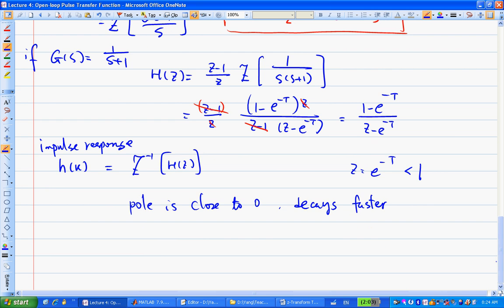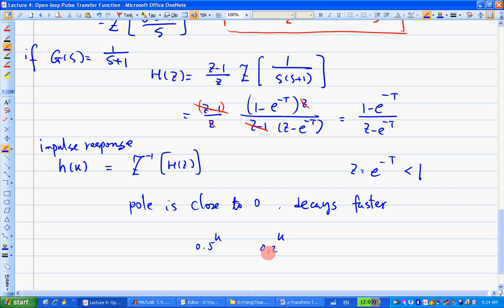Okay, it decays faster, right? You compare 0.5 to the power k and 0.2 to the power k. Which one decays faster? This one here, right? It goes back to 0 faster. That makes sense, right? And this is closer to 0 there.